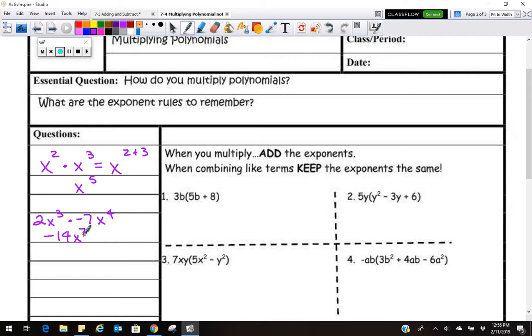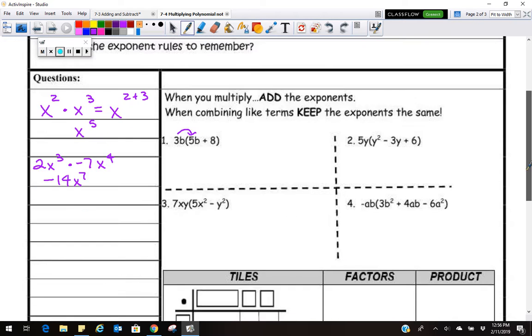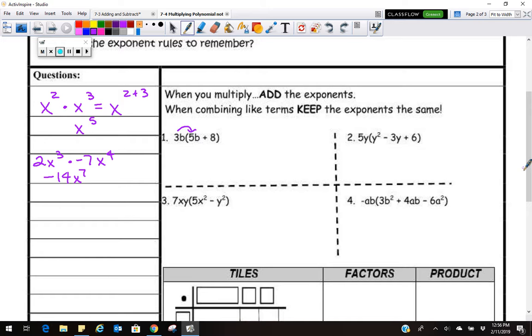The other will be when you're combining like terms, you keep them. So you can see at the top, when you multiply, add the exponents. When combining like terms, keep the exponents the same. So we're going to start out with distributive property, where you multiply what's on the outside of the parentheses by everything on the inside. 3b times 5b is 15b squared.